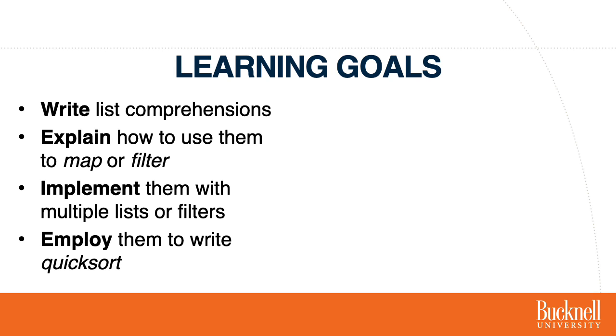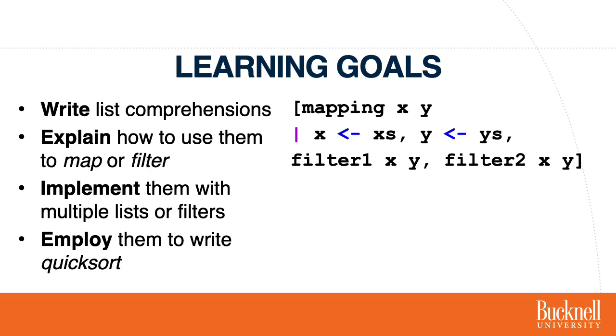Learning goals for this lecture were to write list comprehensions and explain how to use them to map or filter. To start off, when writing a list comprehension, if you have a map you want to apply, you apply it before the vertical bar at the start of the list comprehension. After that, you should define the elements of the lists that you want to use. There can be more than one list. And then apply any filters onto the list last.